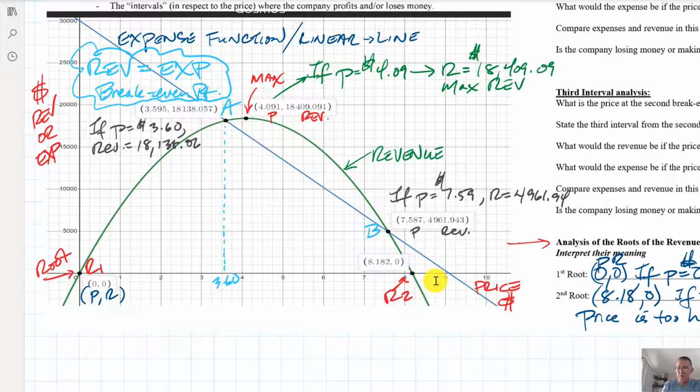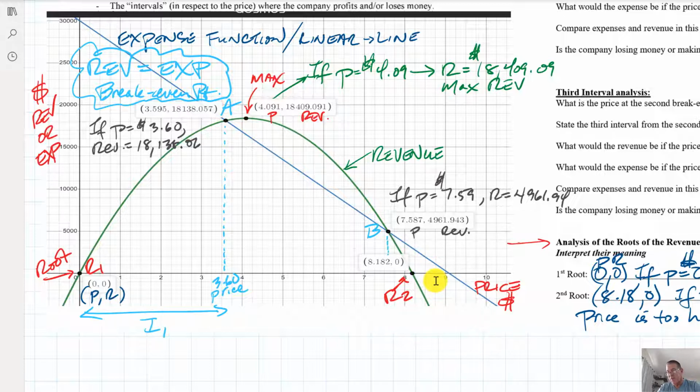Okay, so from 0 to $3.60 is your first interval. Something happens between 0 and $3.60. Again, this is the price. All right, and what we want to do now is talk about whether the company's making money or not. So before the break-even point and between the break-even points, something occurs.